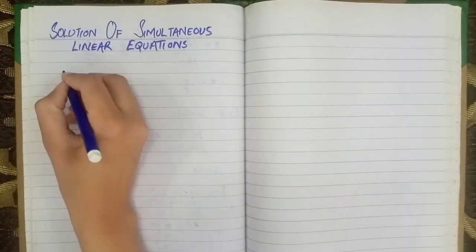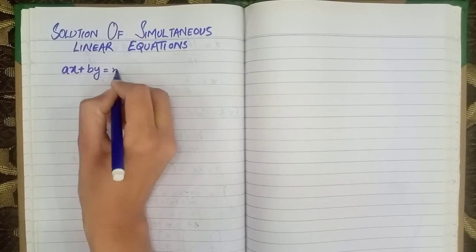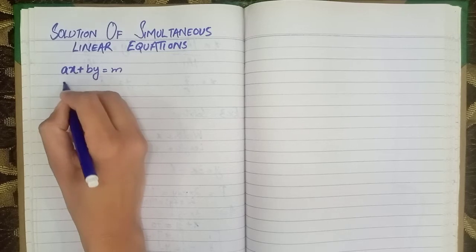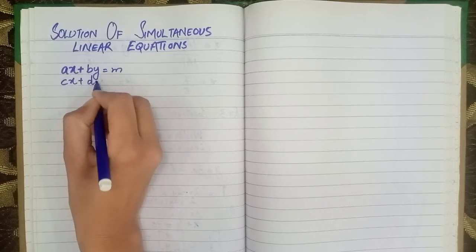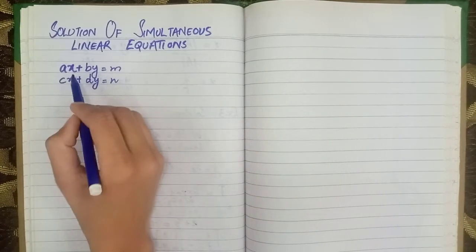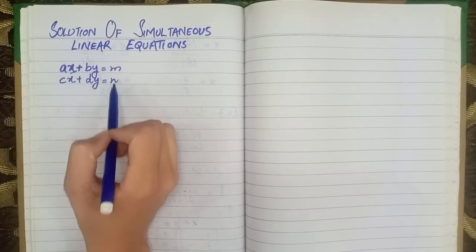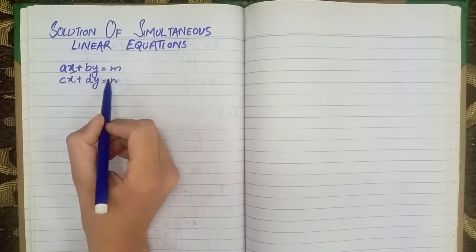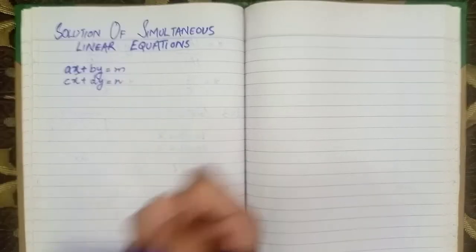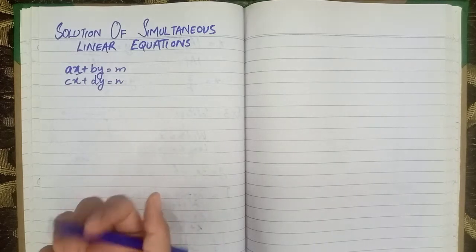Let's say we have two equations, ax plus by equals m, then we have cx plus dy equals n. In these two equations, x, y are variables, whereas a, b, c, d, m, n are coefficients, or you can say constants, or any numbers, natural or whole numbers, or whatever you want to take. Real numbers, yeah, you can take any real numbers.